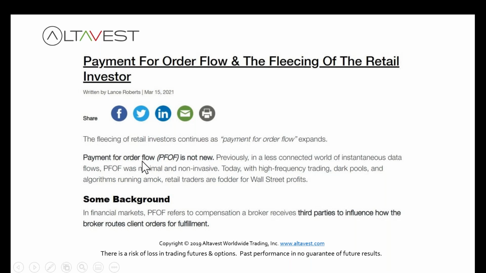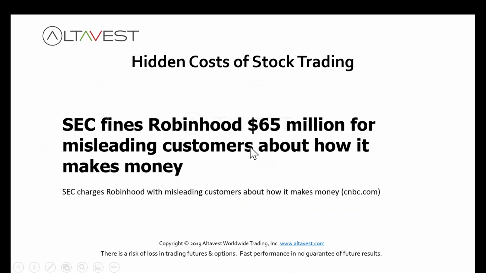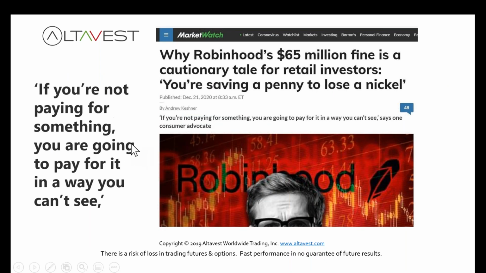Okay, so if you're trading stocks, that's fine. We all trade stocks, but just keep in mind, it's not free. There is actually no such thing as zero commission. You probably aren't getting the best execution, and you probably trade more actively, increasing the risk. So it's not free. The SEC has fined Robinhood for misleading their customers. You save a penny, but lose a nickel. That's a good way to look at it.